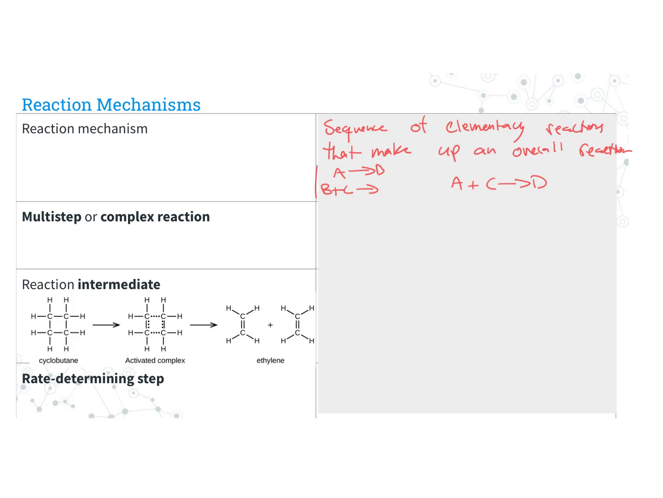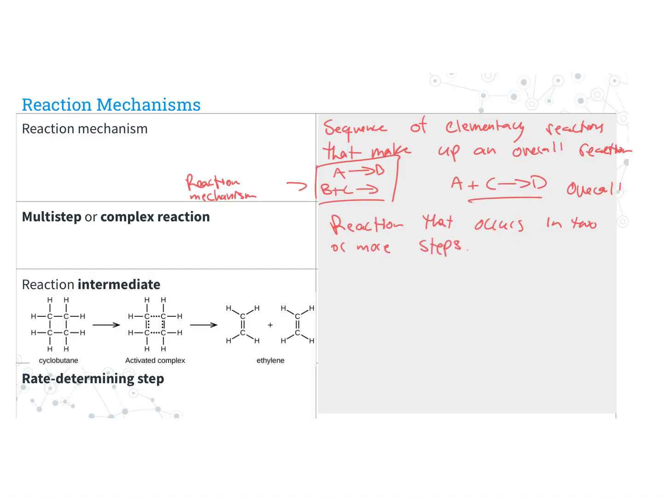And this here, these two steps describe the reaction mechanism. In other words, these steps must occur in order to get the overall reaction. Now we also define a multi-step or complex reaction. This is basically just a reaction that occurs in two or more steps. And of course, you can use a reaction mechanism to describe these multi-step or complex reactions.